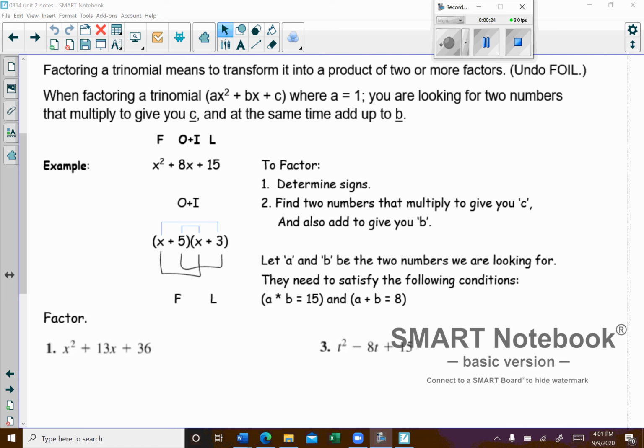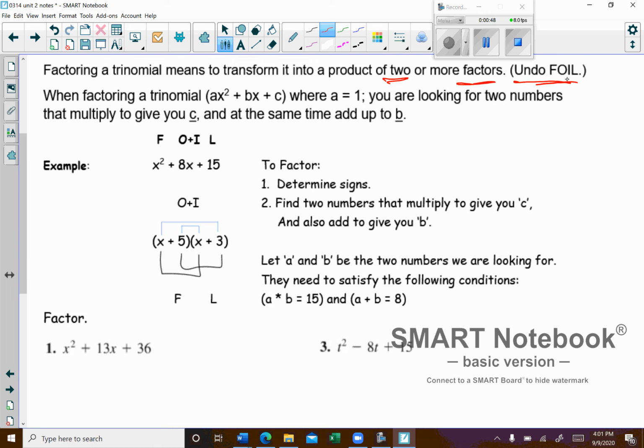And so now what we're going to do is we have these trinomials, and I've talked about this in previous videos, that this was going to happen because we used to FOIL. Remember foiling? It wasn't all that long ago, a couple of videos ago, we were foiling. Well, now we're going to undo that. So factoring a trinomial means we're going to transform it into the product of two or more factors. Mostly we'll have two for right now. Basically, we're going to undo the FOIL.